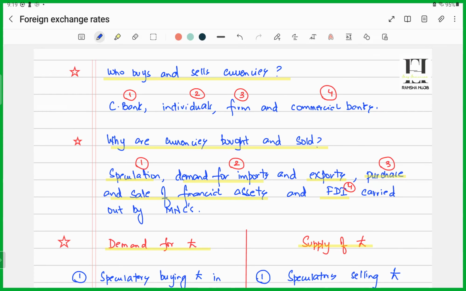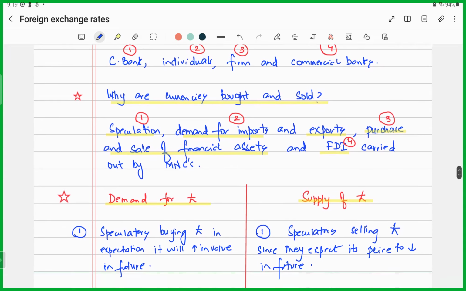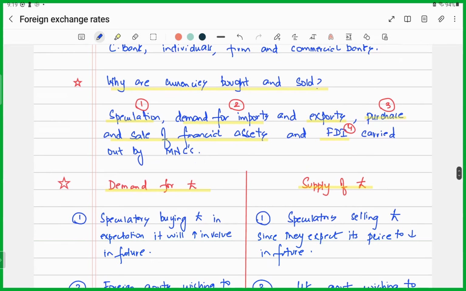All right. Now the question arises, why are currencies bought and sold? So what are those transactions? Can we define that? Yes, we need it for speculation. We need it for demand for imports and exports. We need it for purchase and sale of financial assets. And we need currencies for foreign direct investments carried out by multinationals, right?